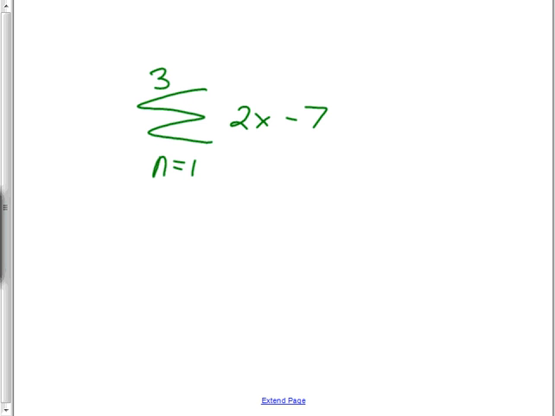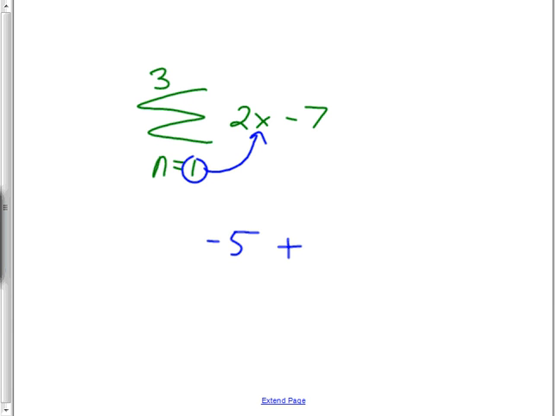I'll pause while you try that. Okay. Just tell me the first term, Mr. H. How did you get -5? Stuck the 1 in there, and you get 2 times 1 is 2. 2 minus 7 is -5. Cool. And then why am I putting a plus there? It's the sum of all the numbers in the series.